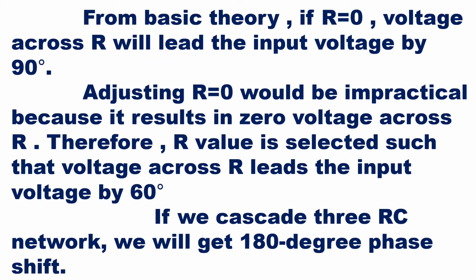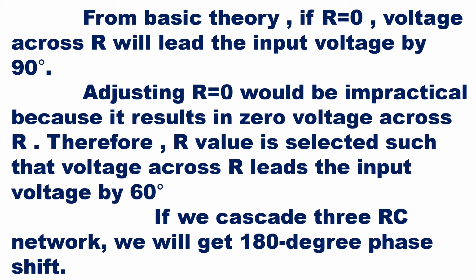So here is the theory for it. From basic theory, we know that if R is equal to 0, the voltage across R will lead the input voltage by 90-degree. That we have seen. Adjusting R equal to 0 would be impractical, because it results in 0 voltage across R. Therefore, the R value is selected such that the voltage across R leads the input voltage by 60-degree. If we cascade, or put in series, 3 RC networks, we will get 180-degree phase shift.